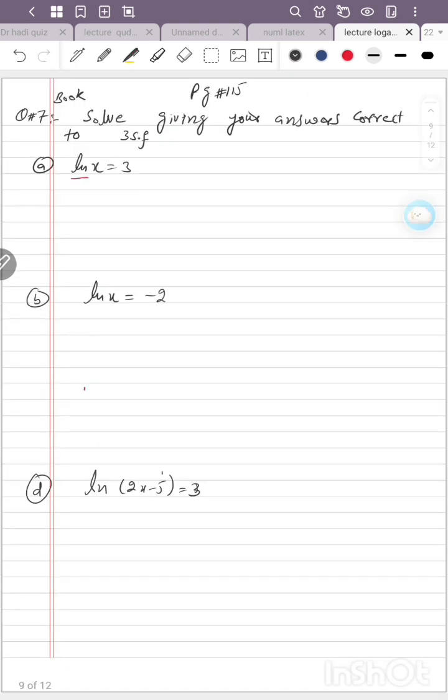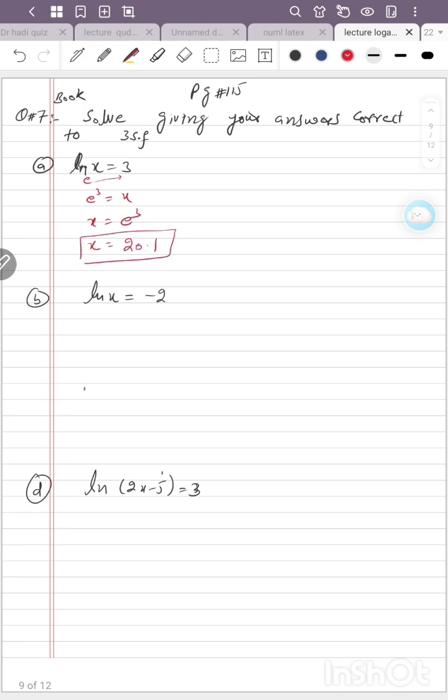Okay, the next question, dear students, is from the book, page number 115, question number 7. Solve, giving your answer correct to three significant figures. Log of x equals 3. What's the answer by using this? Look here, this one is e, because for the exponential function the base is e. So the log base e, e power 3 equals x, because the property says base to the power. We have to apply our first property: x equals e power 3. What's the answer of e power 3 if we use the calculator and three significant figures? We get e power 3 is 20.1.